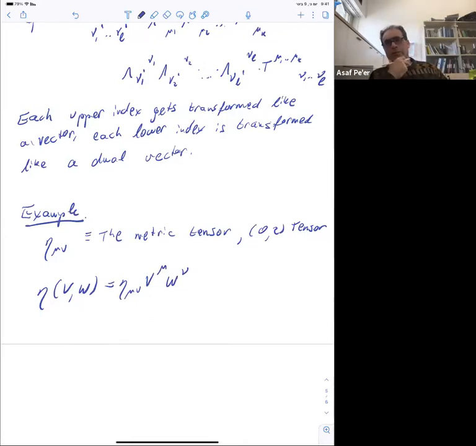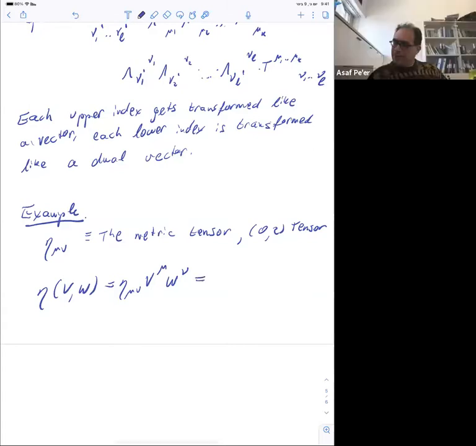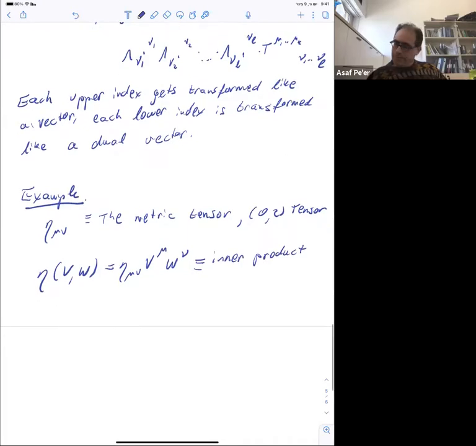Now this is such an important operation that it has its own name. How do we call this name? You know it. Inner product? Exactly. This is the inner product. Because this is so important, it has its own symbol. It's called v dot w, which is w dot v. The symmetry follows from the symmetry properties of eta. Eta just has non-zeros in the diagonal.